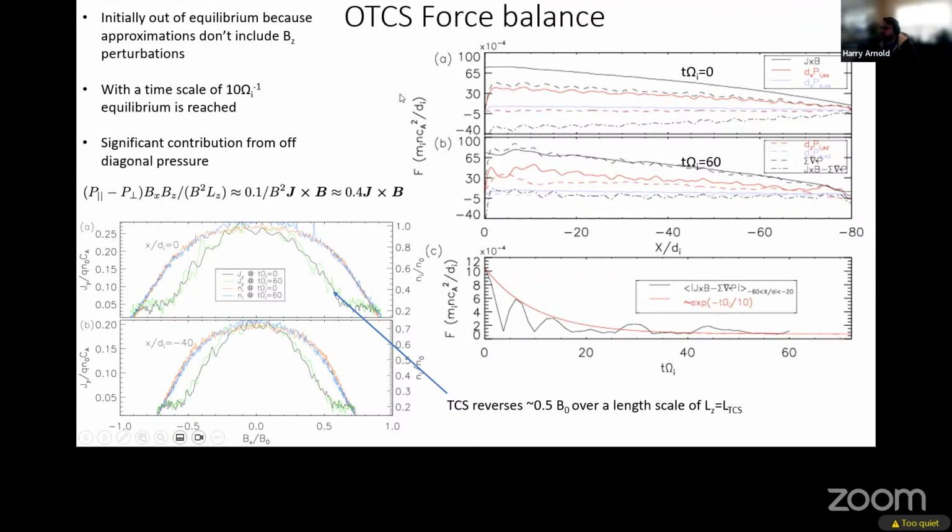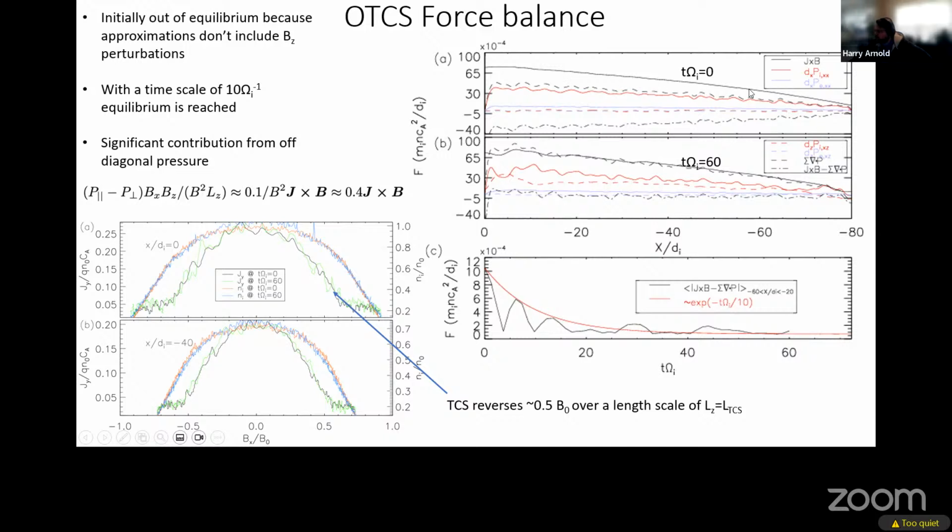Okay, so let's talk about the force balance. Let's look at this plot first, these two comparison plots. The top one here, this is at t equals 0, and the bottom is at t equals 60 once we've reached equilibrium. And I'm plotting several different values here on each plot.